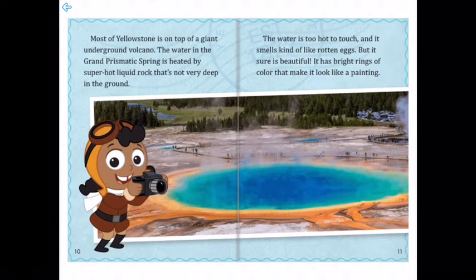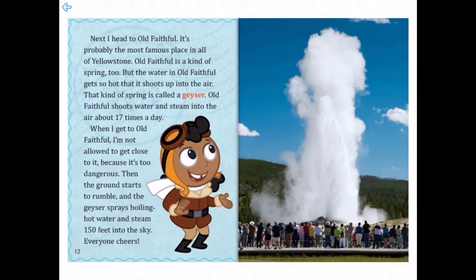Most of Yellowstone is on top of a giant underground volcano. The water in the Grand Prismatic Spring is heated by super hot liquid rock that's not very deep in the ground. The water is too hot to touch, and it smells like rotten eggs. But it sure is beautiful. It has bright rings of color that make it look like a painting.